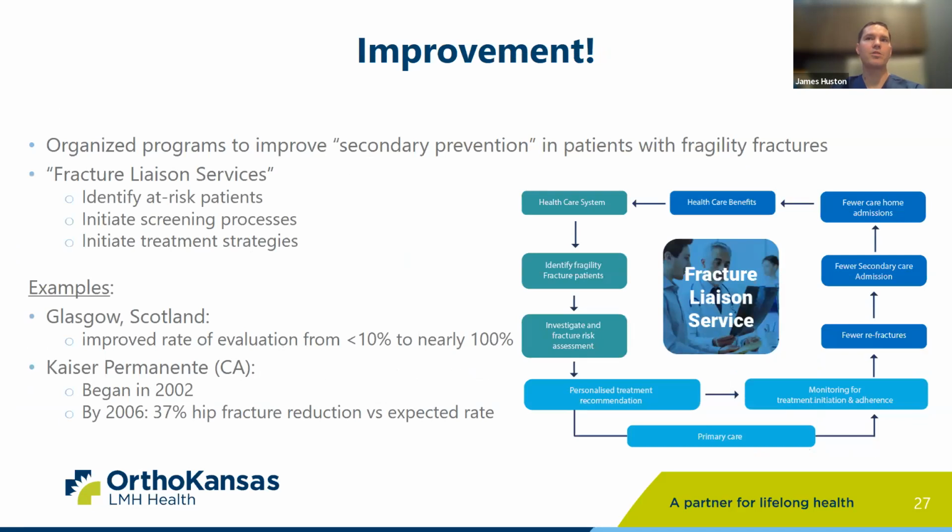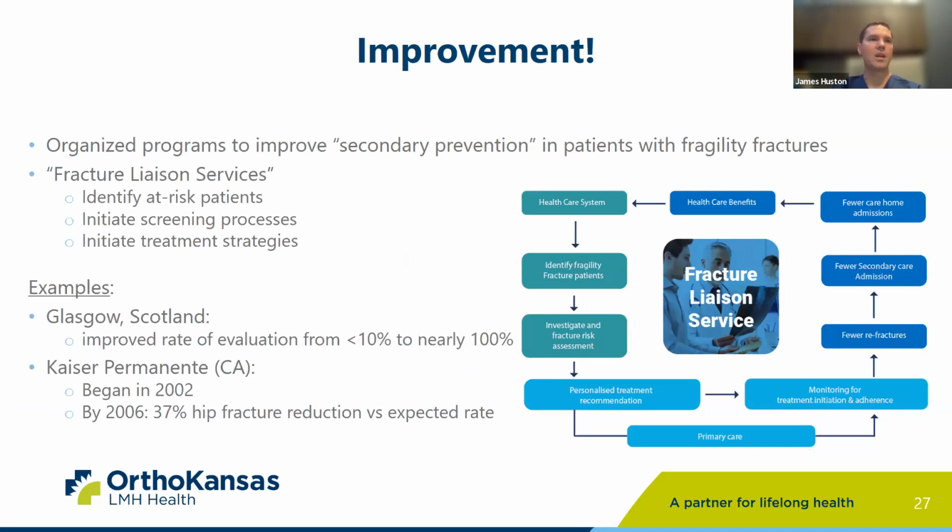And it definitely has been shown that programs oriented to improve this can be successful. They're often called fracture liaison services or a fragility fracture program, in order to identify at-risk patients, initiate those screening processes, and then initiate those appropriate treatments.